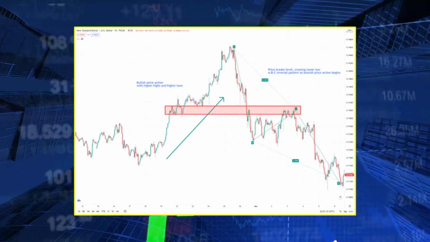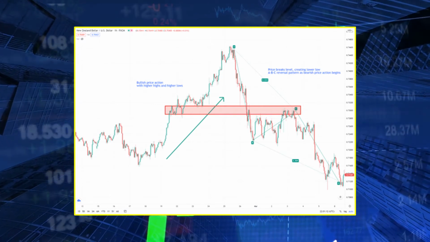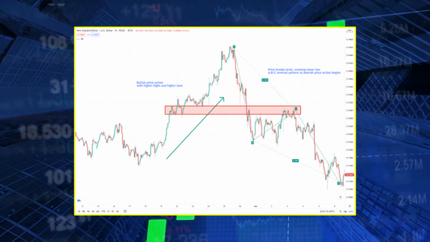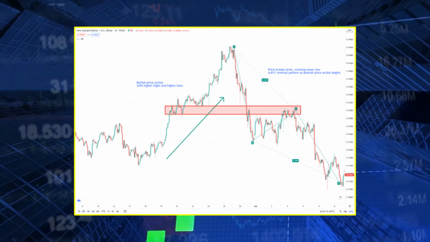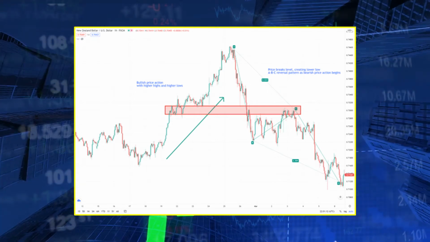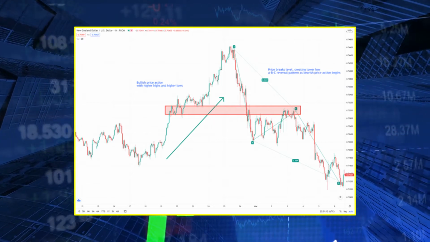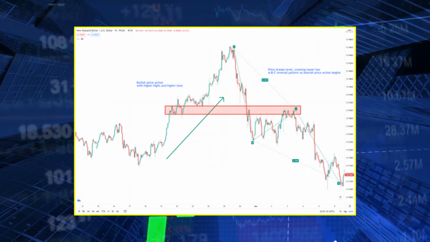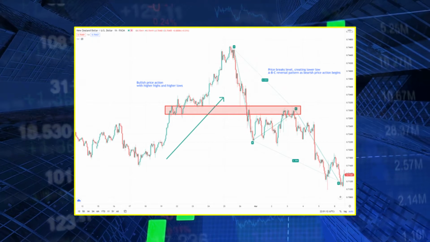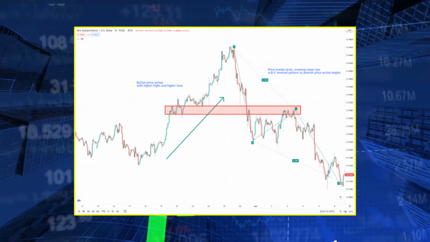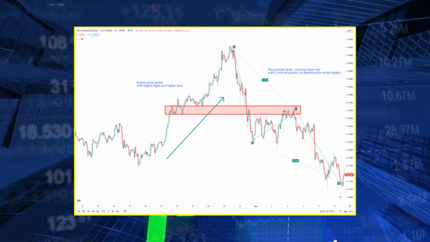Now, here we have the Kiwi dollar on the hourly chart. And the first pattern we want to show you is the ABCD bearish pattern in a bullish trend. We can see price break a soft level of resistance and create a lower low at point B, also breaking down the bullish structure. Then price retraces up to point C, creating a lower high and confirming a temporary move to the downside, breaking down further.